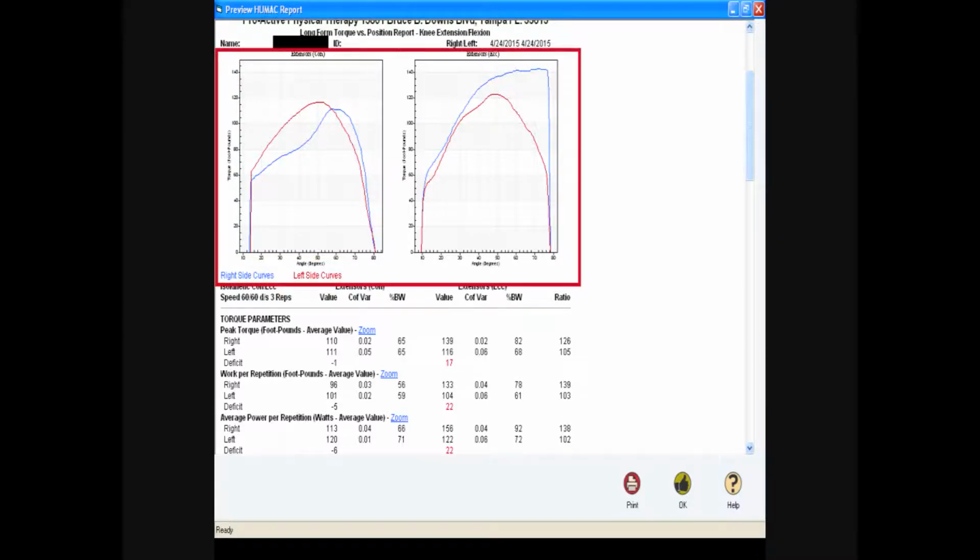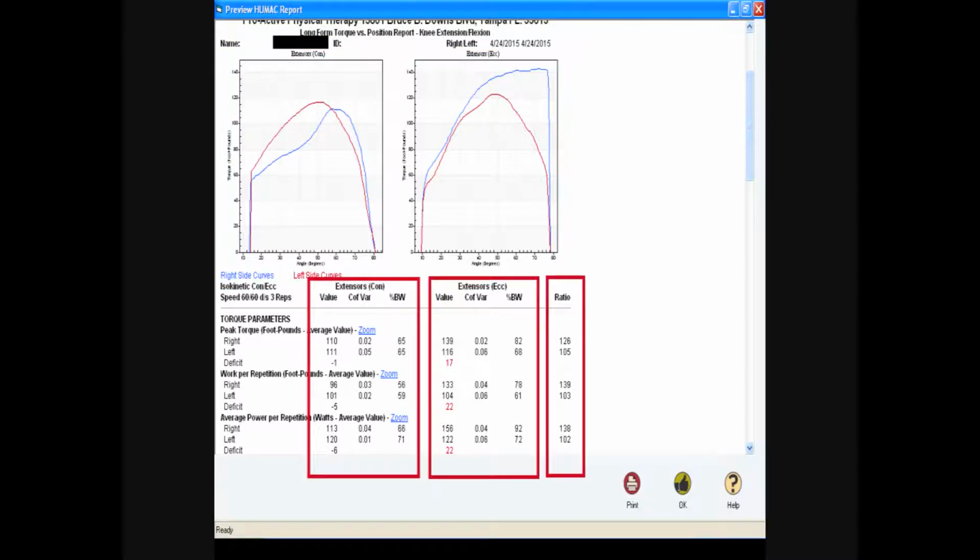We can see by looking at the graphs that even though the left limb on the concentric side did very well compared bilaterally, it has a significant eccentric shutdown as the range of motion increases beyond 50 degrees. And remember, we want that range of motion to peak out around 60 to 70 degrees or beyond.